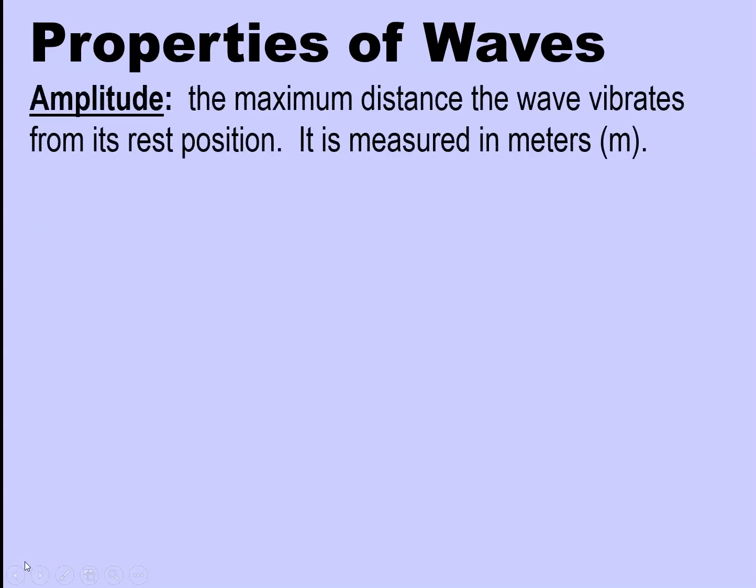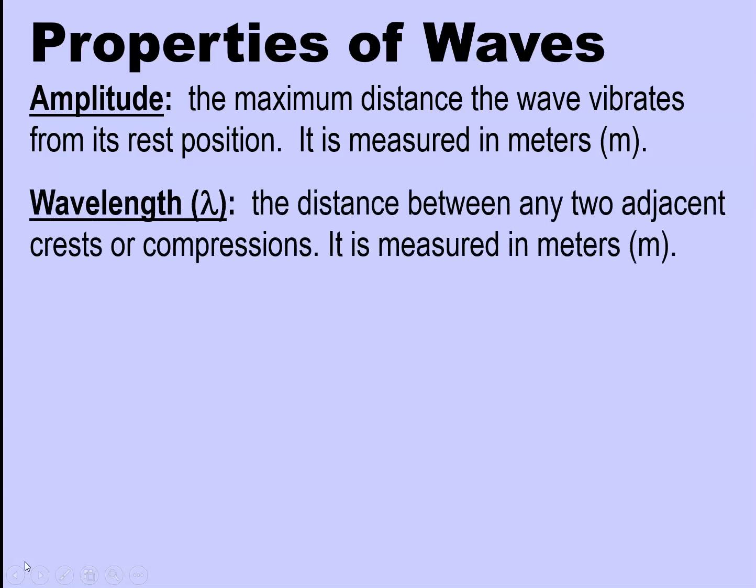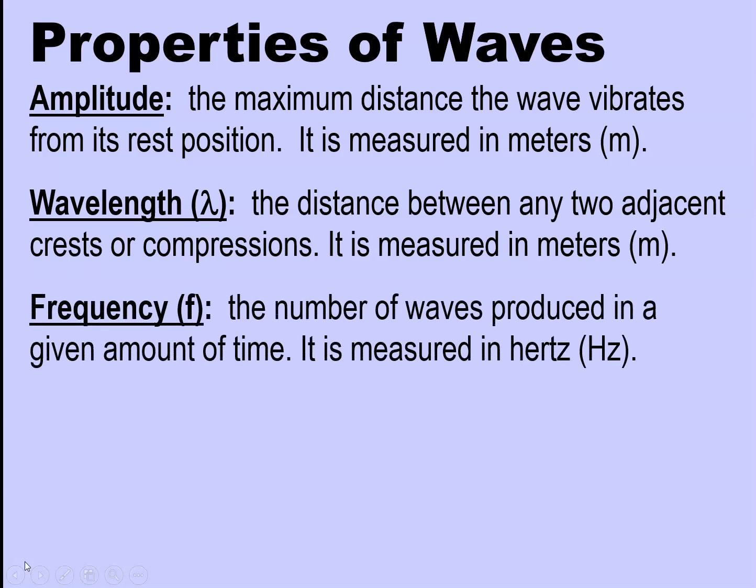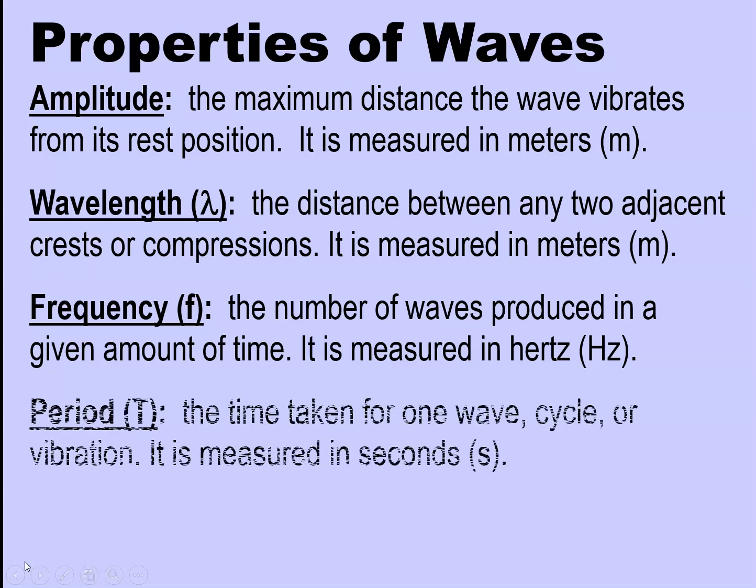We've got the amplitude, which is the maximum distance the wave vibrates from its rest position. It is measured in meters. Next, we have the wavelength, which is symbolized by lambda. This is the distance between any two adjacent points on a wave. Most likely those points will be crests or compressions. This is also measured in meters. Next, we have the frequency, which is symbolized by a lowercase f. This is the number of waves produced in a given amount of time. It is measured in hertz. Hertz was a famous scientist who discovered radio waves.